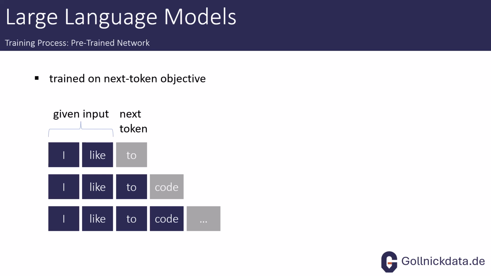So covering the first piece of it, the pre-trained network. This is just a model that is trained on predicting the next token. That's the objective. So given a certain input text, something like "I like", then it would predict with the highest probability "2" as the next token in this example. And then you have these three words. It would again predict the next word and so on. So this is just a model for predicting the next token.